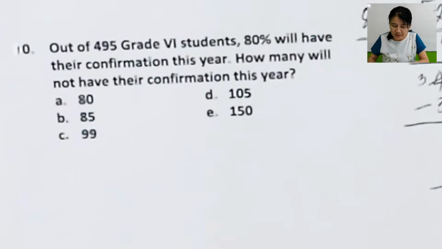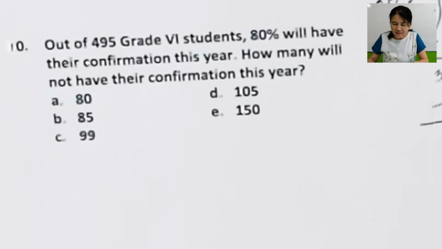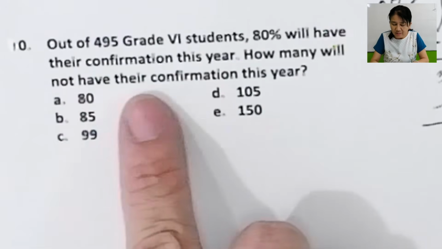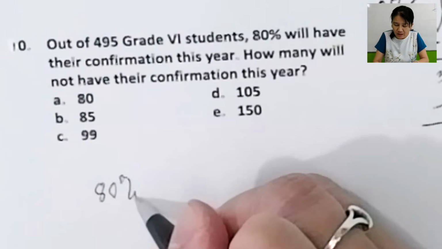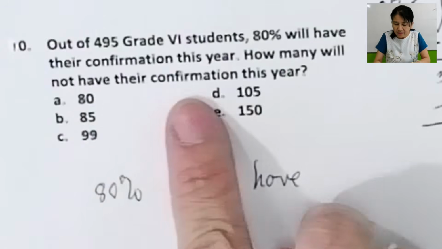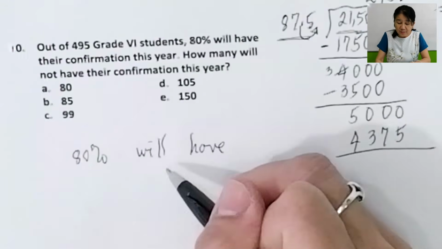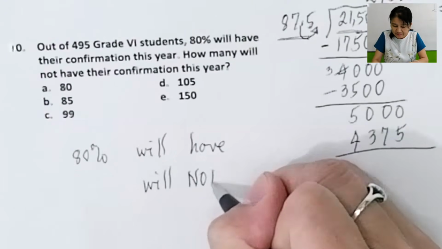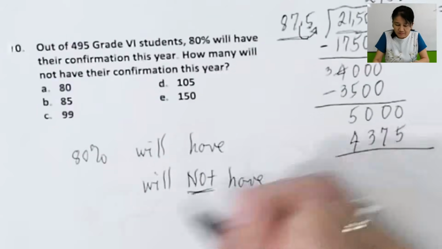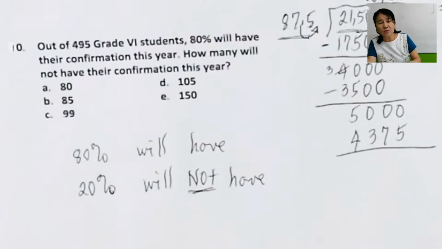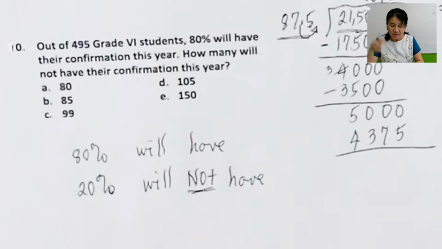Last number, problem number 10. Out of 495 grade 6 students, 80% will have their confirmation this year. How many will not have their confirmation this year? So if 80% will have their confirmation, how many will not have? Obviously 20% will not have. Where did you get that? The total is always 100%. So if 80% will have, the remaining 20% will not have.